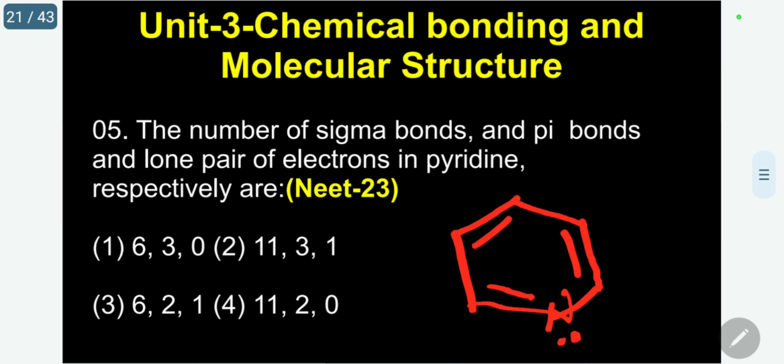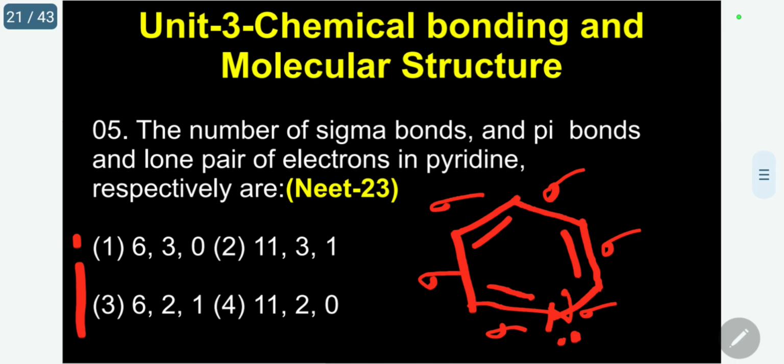Sigma bonds. Let me count: this is 1 sigma. Here 1 sigma and 1 pi. Here only 1 sigma. Here 1 sigma, 1 pi. Here 1 sigma. Here 1 sigma. So totally 6 sigma bonds. So the only possibilities are either option 1 or option 3.